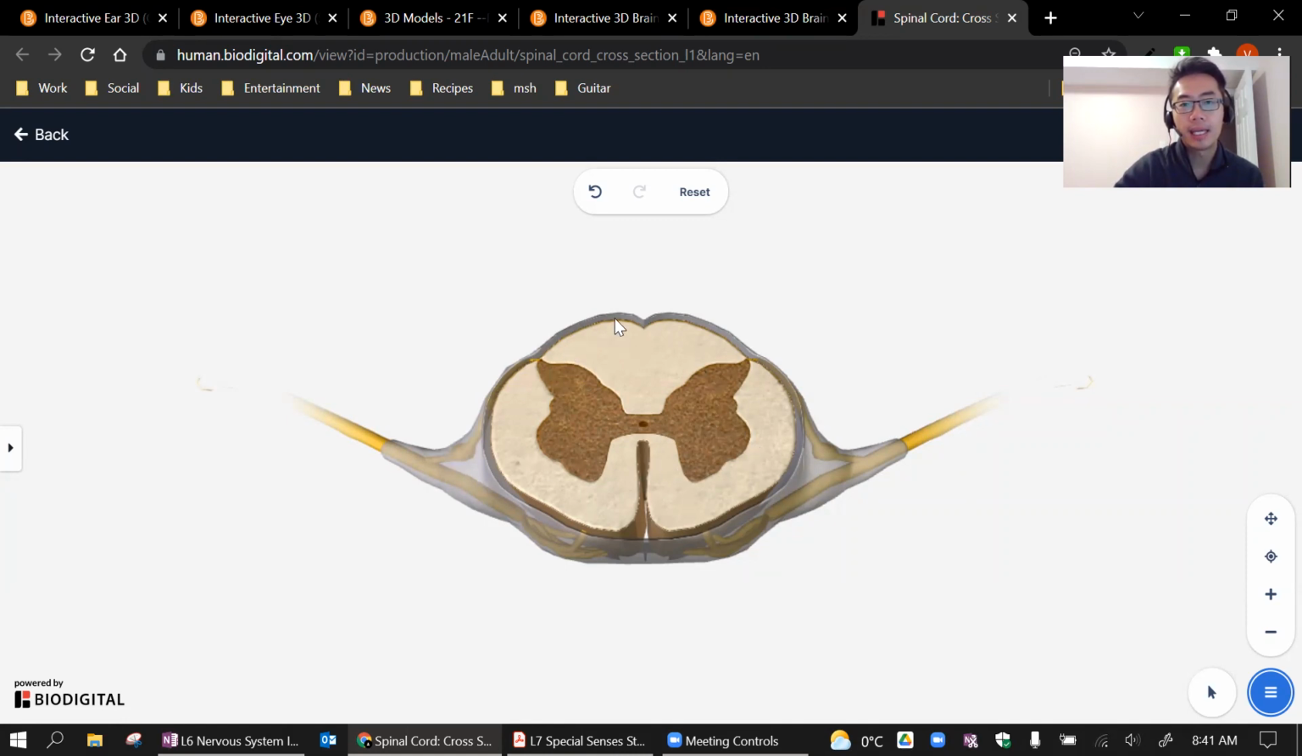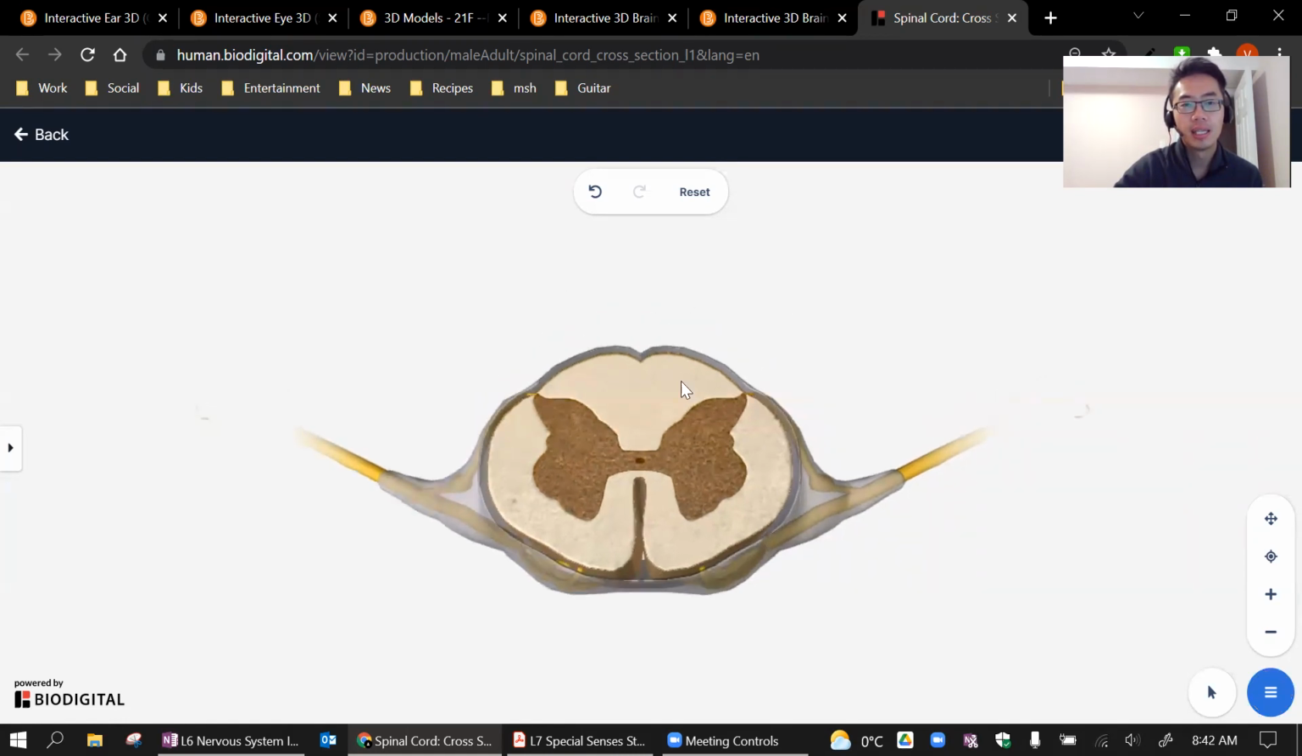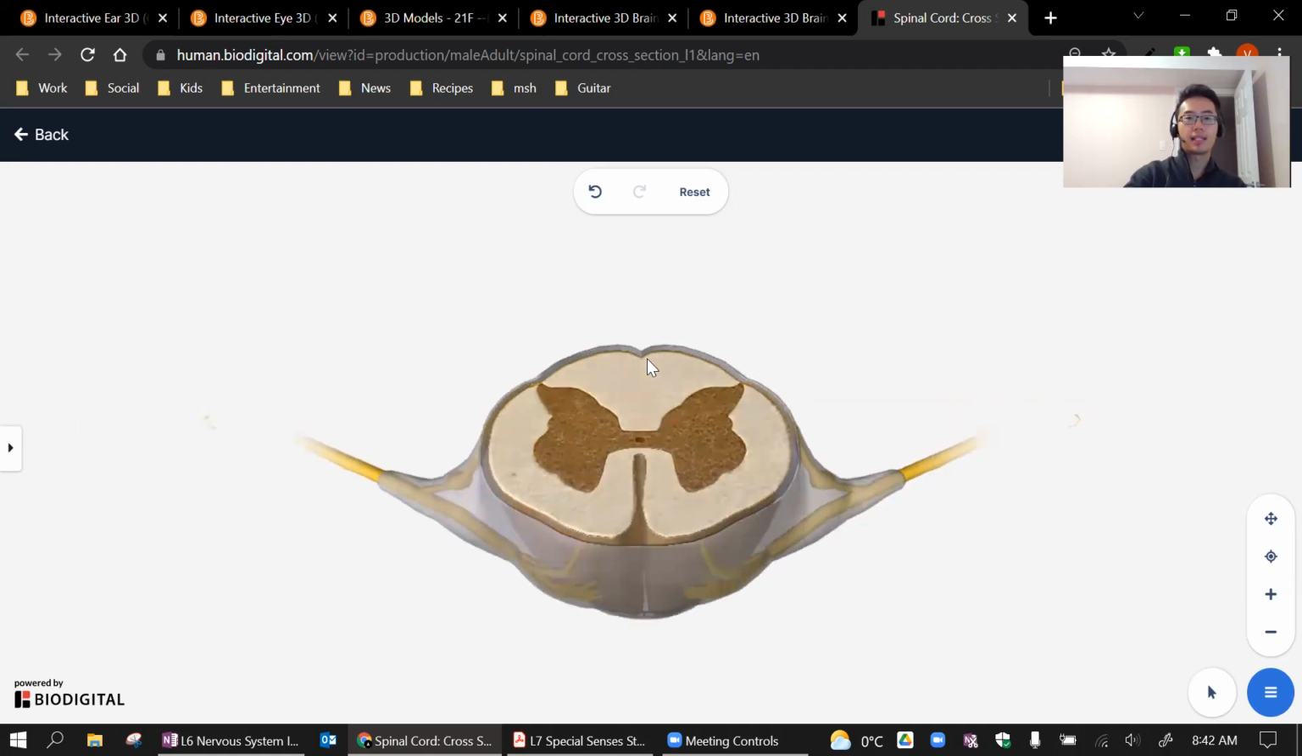So can somebody tell me at the back, what kind of tracks are we going to have? What kind of information is carried by the tracks that are on the posterior side, on the dorsal side? Anybody? Would it be the ascending tracks? That's correct. That is the ascending tracks going up to the brain, right?